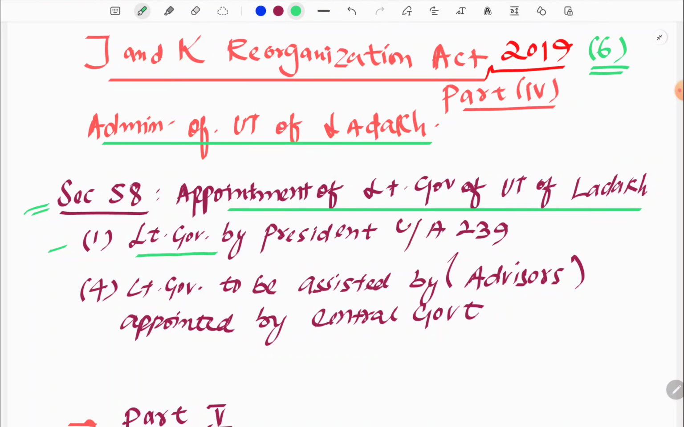This is our sixth lecture. We have already done part third, that's the lengthiest part. So we're going to start today from part fourth. It deals with the administration of Ladakh.